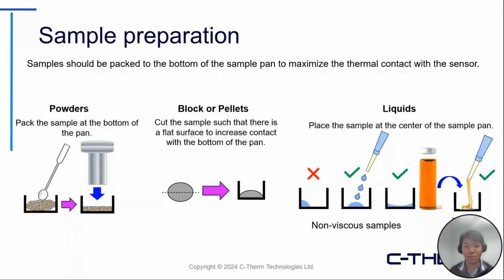If your sample is in block or pellet form, you should slice it such that the side that is going to have contact with the bottom of the pan is flat. And if your sample is in a liquid form, you would want to drop it at the center of the pan and not make it stick to one side of the pan or another.